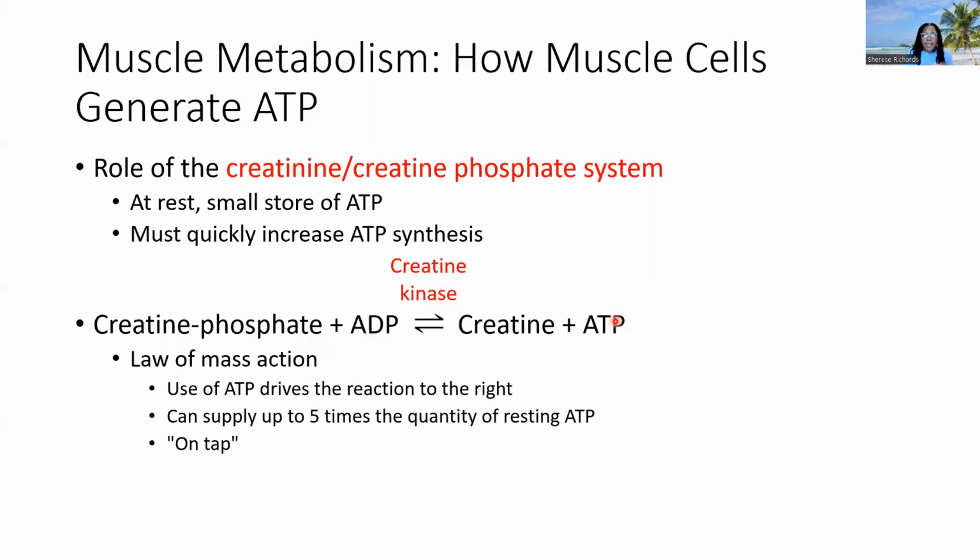Okay, so by this mechanism of making a small amount of temporary ATP, we can supply enough ATP to generate 5 times the resting quantities of ATP in muscle. So basically, we can start the contraction with enough ATP to get things warmed up.